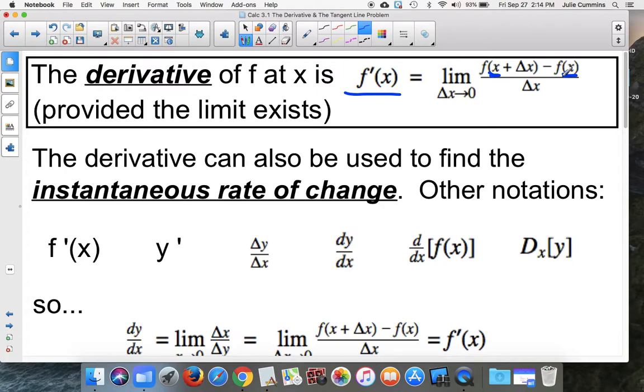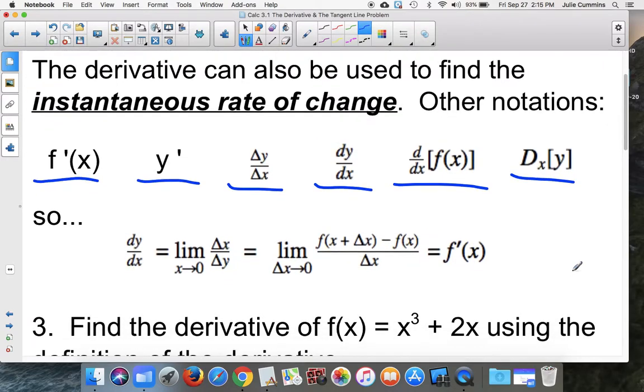There's other notations for derivative. We use f prime of x, that's what it looks like, but it's the derivative of f. We can also do the derivative of y, if we're using y instead of f of x. Delta y over delta x, which we've seen before. Dy over dx, that's just replacing the delta with d. This says taking the derivative with respect to x of a function. And then this last one we don't use as often, but it's the derivative with respect to x of a function y.